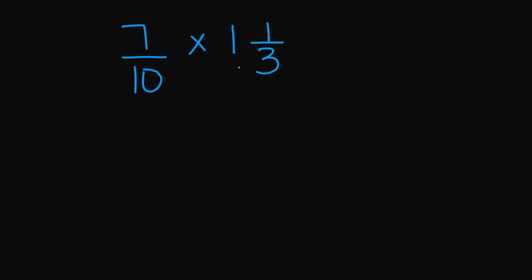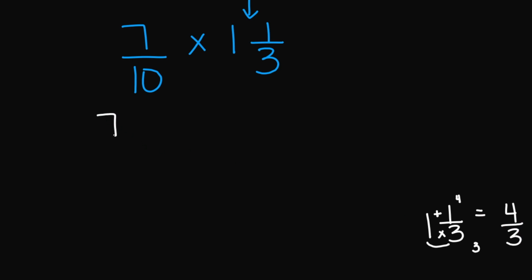So let's try this example here. I have a proper fraction and a mixed number. First thing I'm going to do, I'm going to turn this mixed number into an improper fraction. So we have 1 and 1/3 here. I'm going to multiply 1 times 3. This is going to give us 3 plus 1. This is going to give us 4. So this is going to equal 4 over 3.